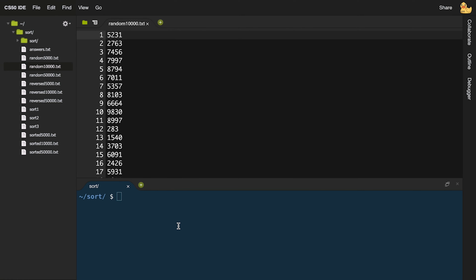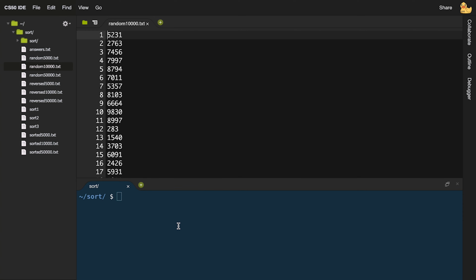Let's take a look at how you might have solved the sort problem. In this problem, we gave you three different programs that used three different sorting algorithms: selection sort, bubble sort, and merge sort, but we didn't tell you which was which, and your job was to figure it out by timing these programs on various different inputs. For example, we gave you this file random10,000.txt with 10,000 numbers in random order to potentially sort.